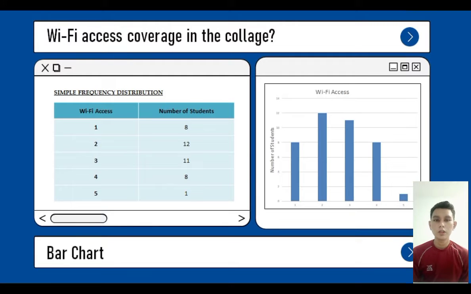The next data presentation is the bar chart. This bar chart shows the Wi-Fi access in the college. This is to measure the satisfaction rate of students about the Wi-Fi. For Wi-Fi access, 1 point got 8 students, 2 points got 12 students, 3 points got 11, 4 points got 8 students, and 5 points got 1 student. As we can see here, 2 points got the highest number of respondents, which is 12 respondents.